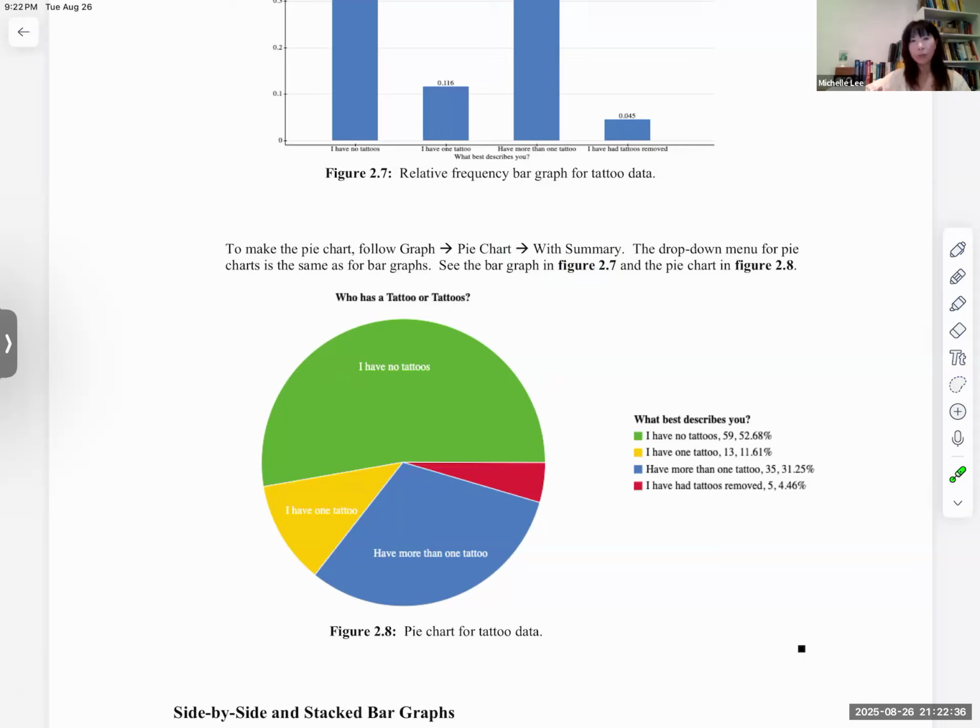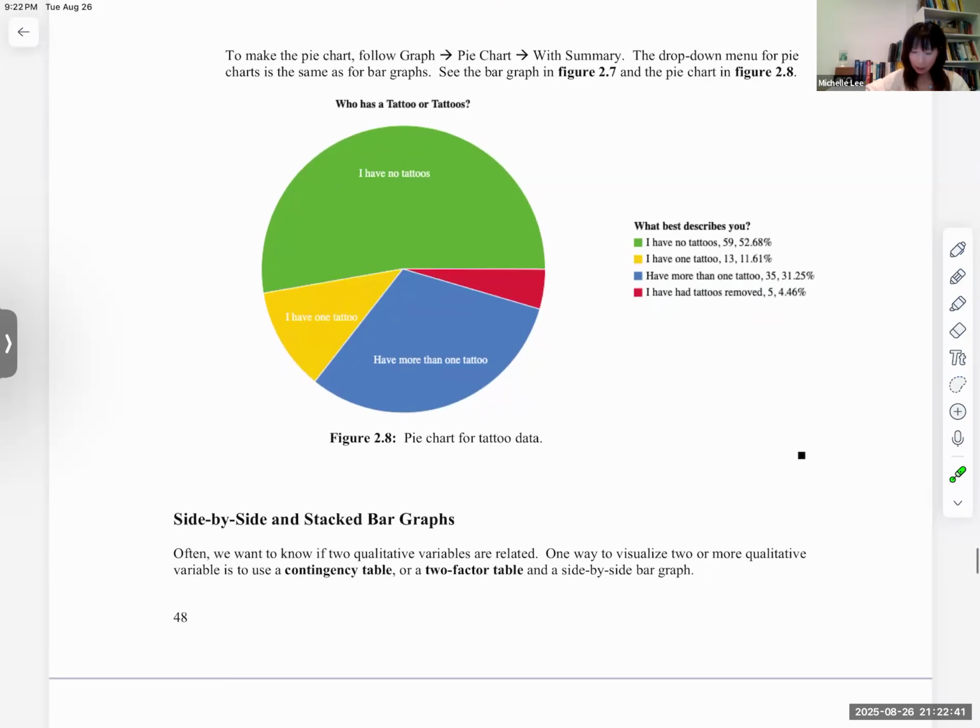Okay, now we have another graph, which is side by side and stacked bar graph. So it's a bar graph, right? And side by side, like this is a side by side. And then stacked bar graph. This is a stacked bar graph. Okay. When do we use them? When we want to compare those graphs, we are using side by side and stacked bar graph.